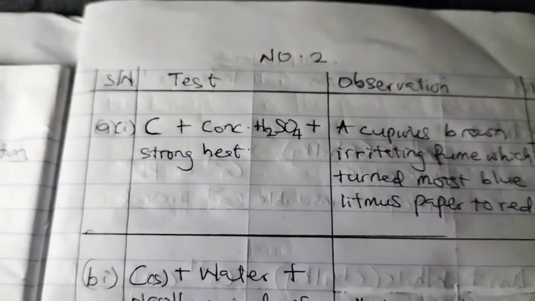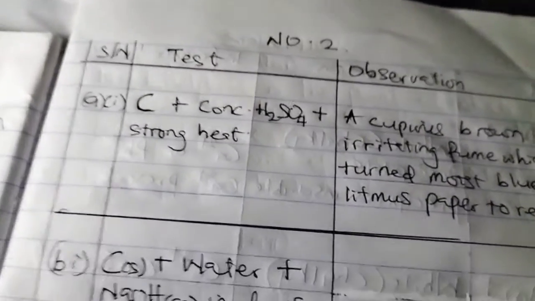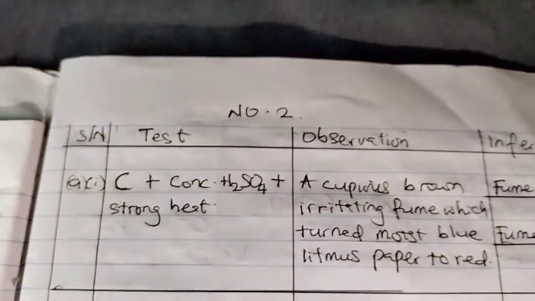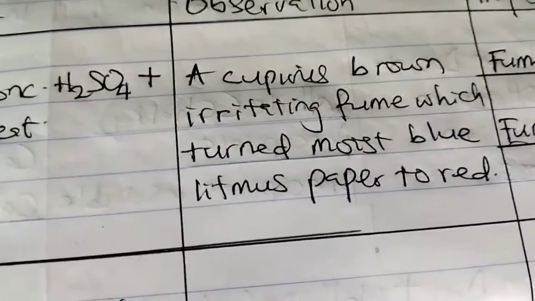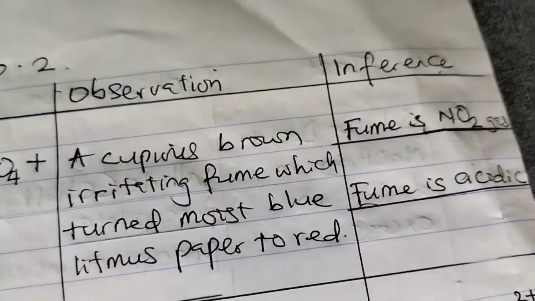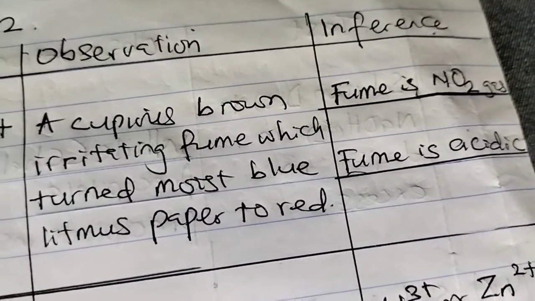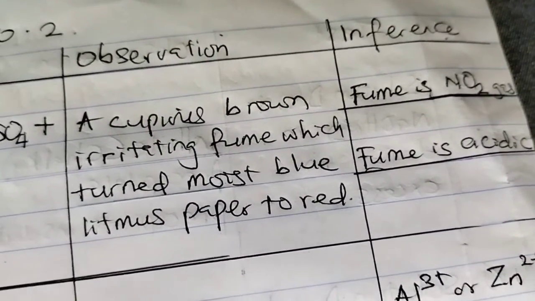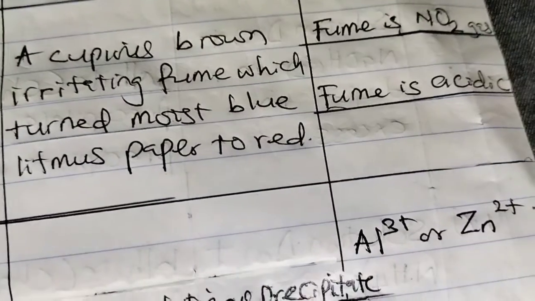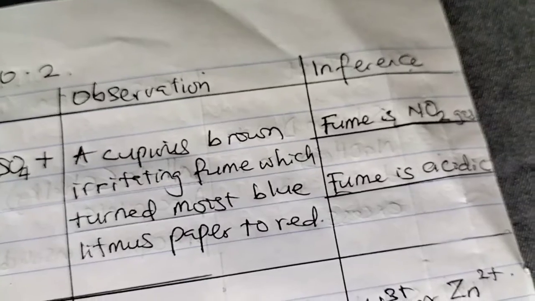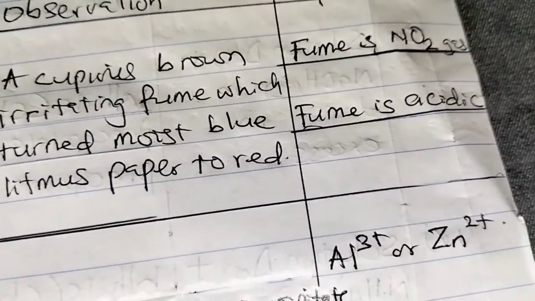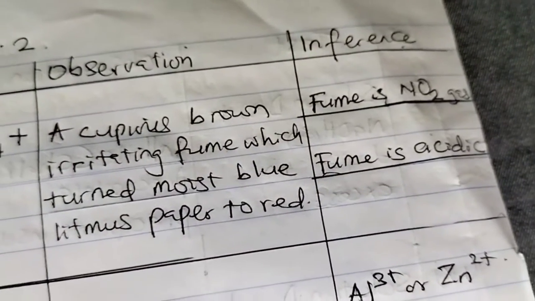Which turns moist blue litmus paper red. So our inference, that's the question. The underlined answer is the inference. Inference: the fume is NO2 gas. NO2 is nitrogen dioxide gas. Then under it, also the fume is acidic. So that is the inference here. The fume is NO2 and the fume is acidic. This should be the answer to the first question, 2AI.